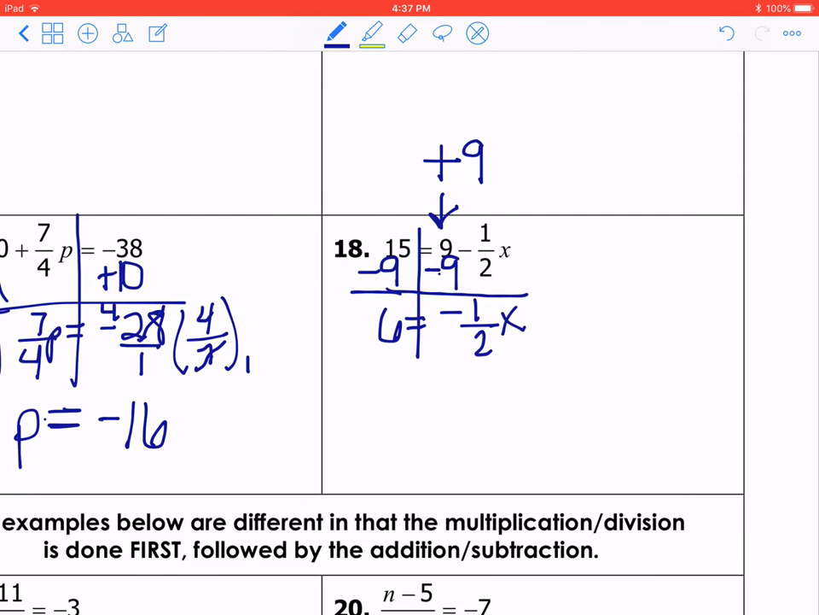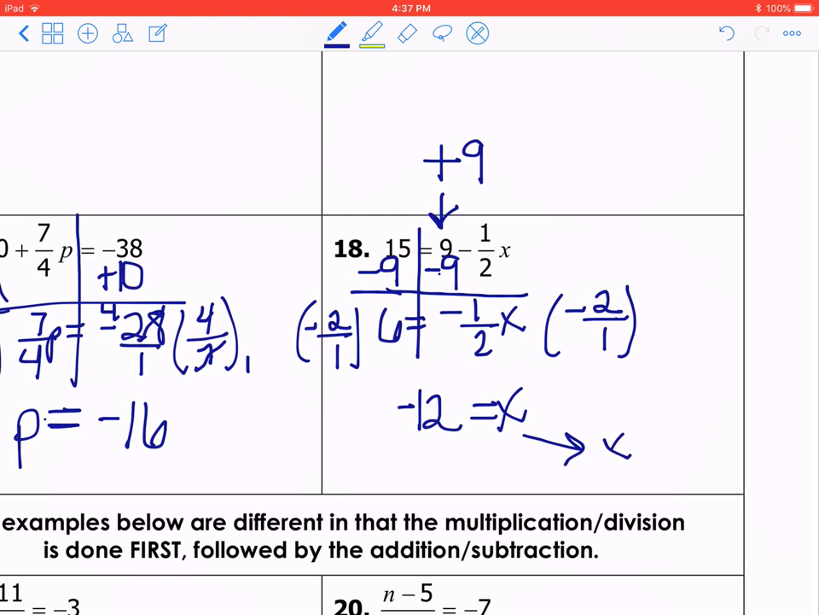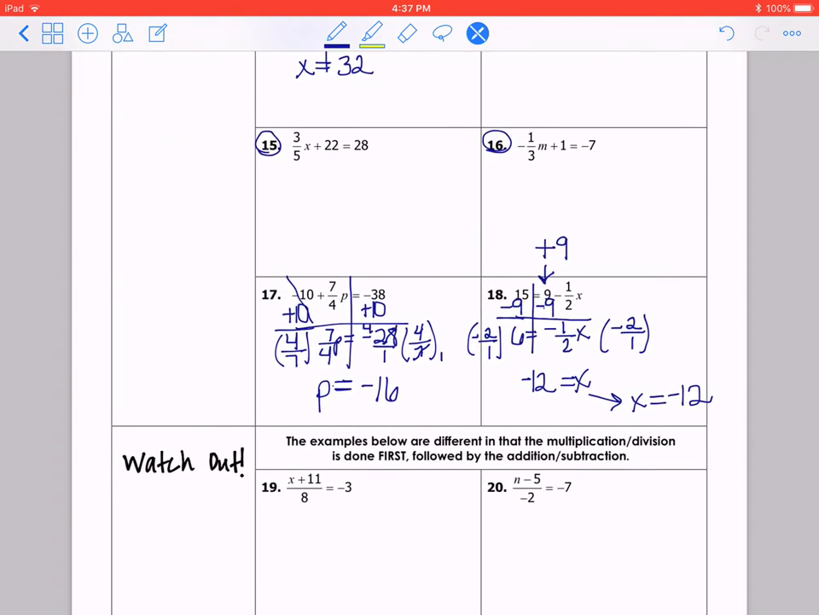Okay, to get rid of anything like a fraction next to a variable, we do the reciprocal. So negative 2 over 1, which, yes, is the same as just negative 2. That stuff on the right cancels. Negative 2 times 6 is just negative 12. And like I said, if we can start getting in the habit of writing your variable first equals negative 12, that'd be great.